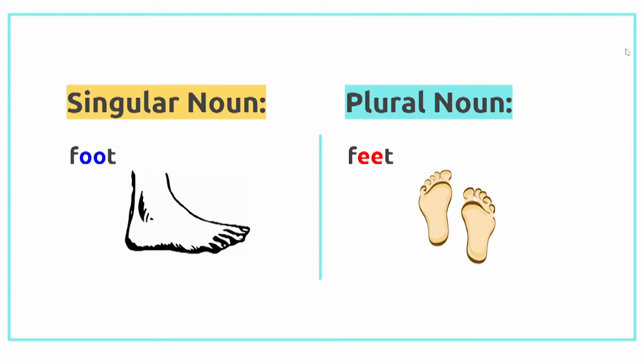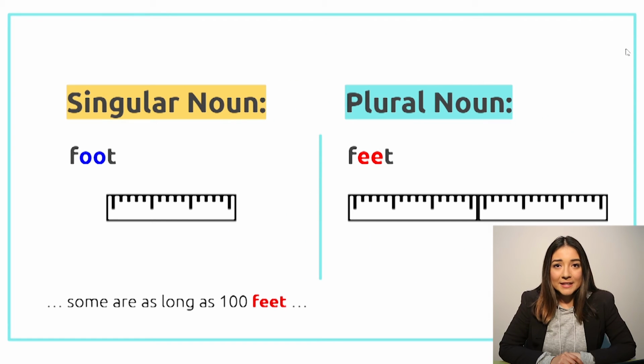This leads us to the word found within our paragraph, foot. We don't form the plural form of foot by adding an S so that it reads foots. We change the vowel sound. We change the double O to a double E. So foot becomes feet. In our sentence, feet is being used as a unit of measurement. Some are as long as 100 feet. Feet, again, being a unit of measurement for which we are measuring a whale.